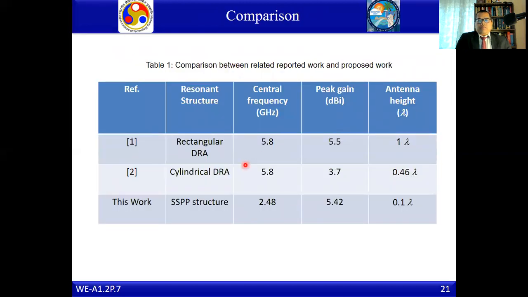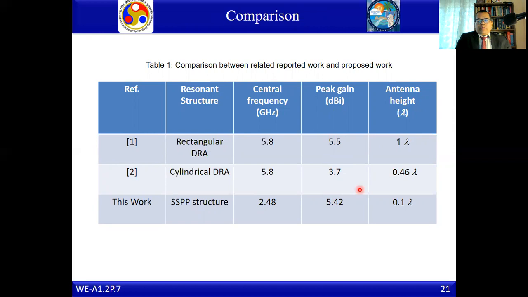This is a comparison of our work with the reported work in the literature. The first reference uses a rectangular DRA, and the second reference uses a cylindrical DRA. We actually use a hybrid of the SSB structure and the cylindrical ring DRA. For peak gain, we have better peak gain than reference 2, and comparable gain with reference 1.